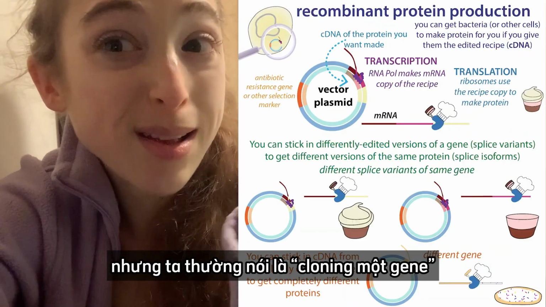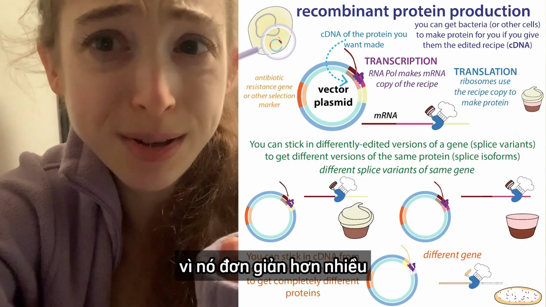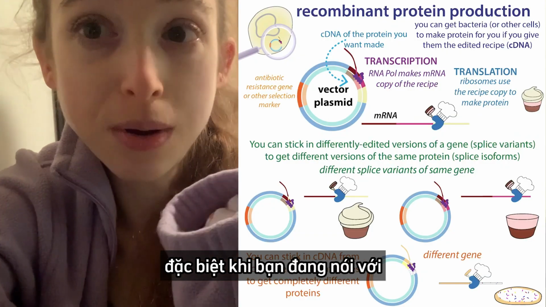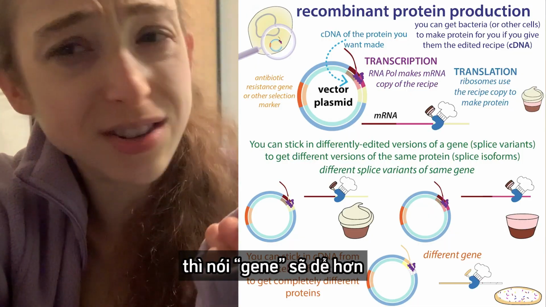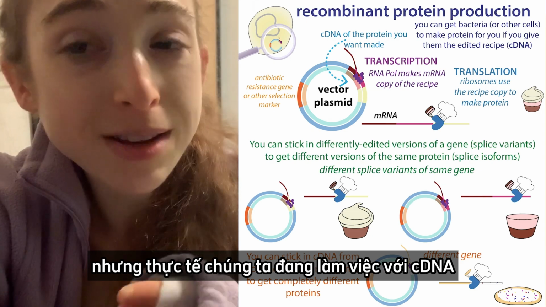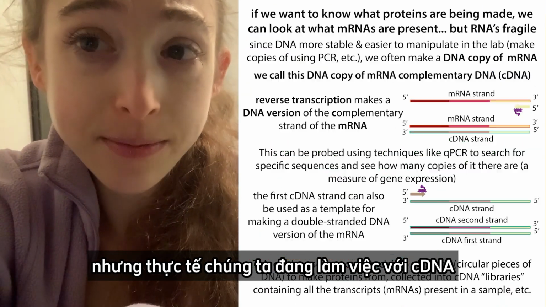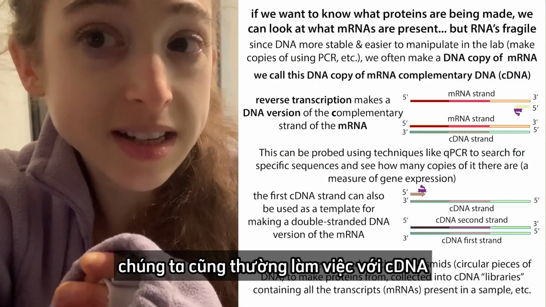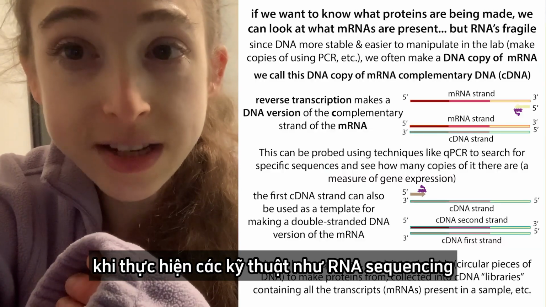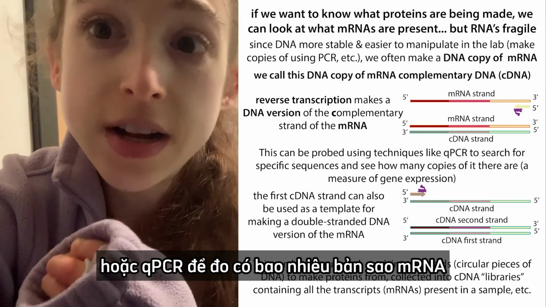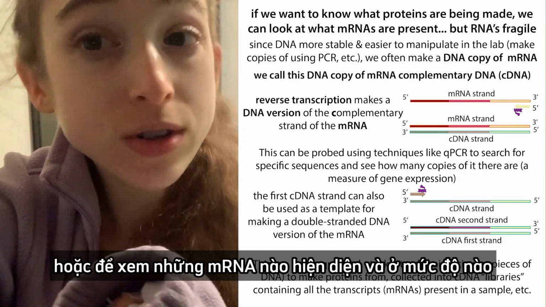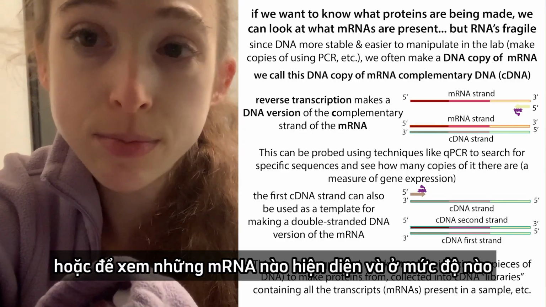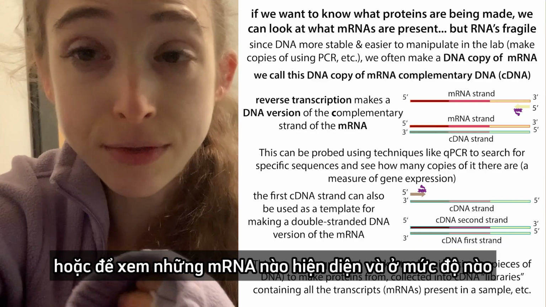But often we just talk about cloning a gene because it's a lot simpler, and especially if you're talking to people who aren't familiar with molecular cloning and these sorts of things, it's easier to just say gene. But really what we're dealing with is the cDNA. We're often also dealing with the cDNA when we're doing something like RNA sequencing or qPCR to measure how many copies of a messenger RNA there are, or to see which messenger RNAs are present or at what levels.